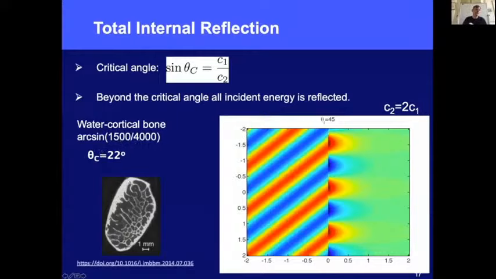So if you have sound coming in, because of the shape of the rib, some sound will be normal, but there'll be some sound that'll be beyond the critical angle, and that sound won't enter into the rib. It will do total internal reflection in the soft tissue and remain on.